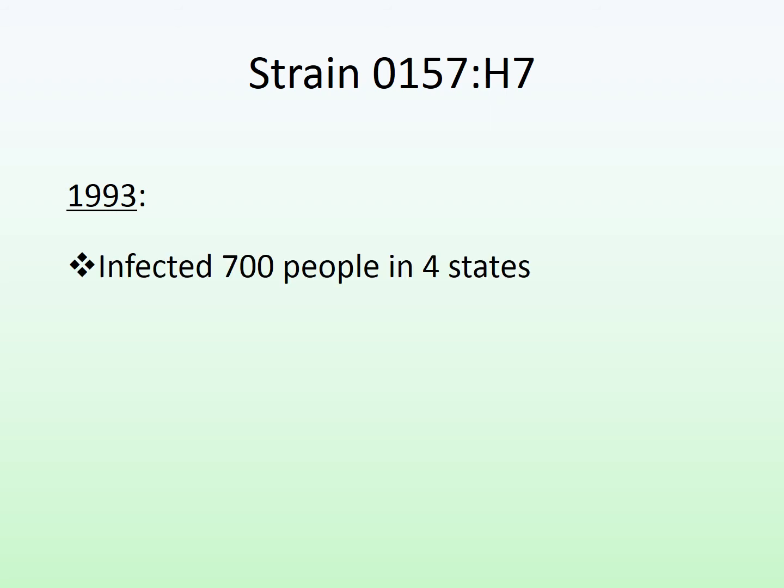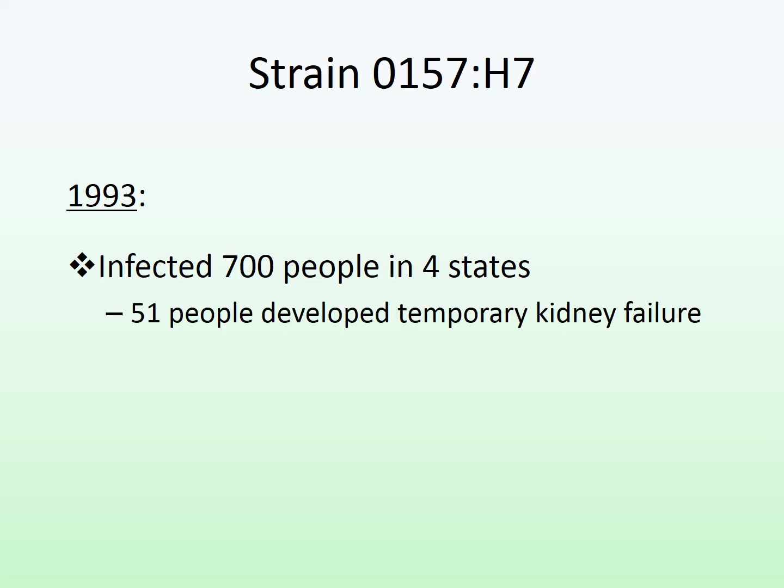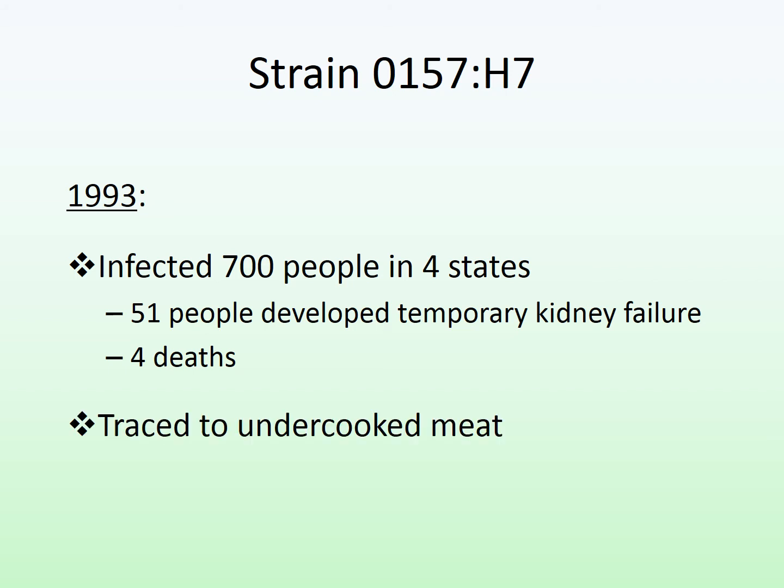On that 0.1%, if we go back to strain 0157:H7, this strain was diagnosed in the early 90s, and in 1993, this strain infected 700 people in 4 states, and it was a major public health problem. 51 people developed temporary kidney failure, and 4 people died. And this particular strain was not traced to water. It was traced to uncooked meat.